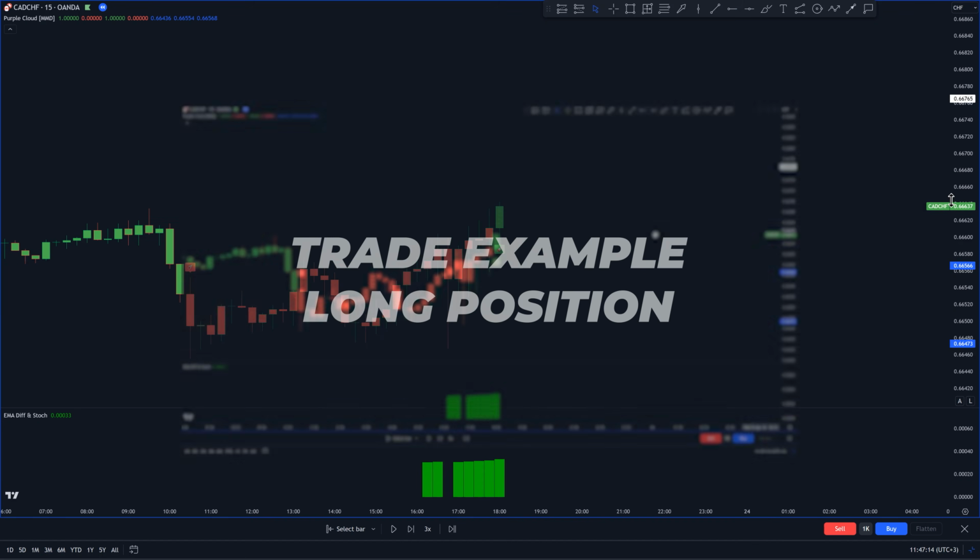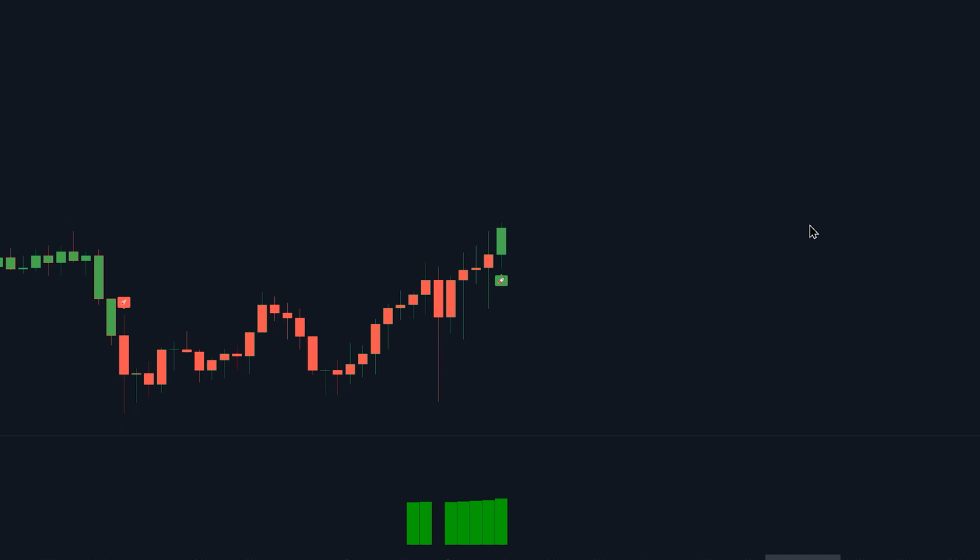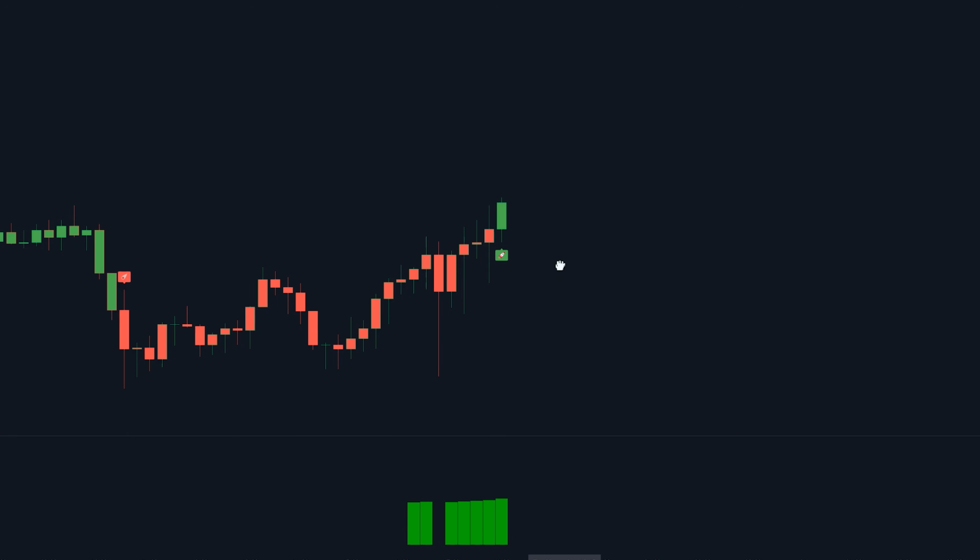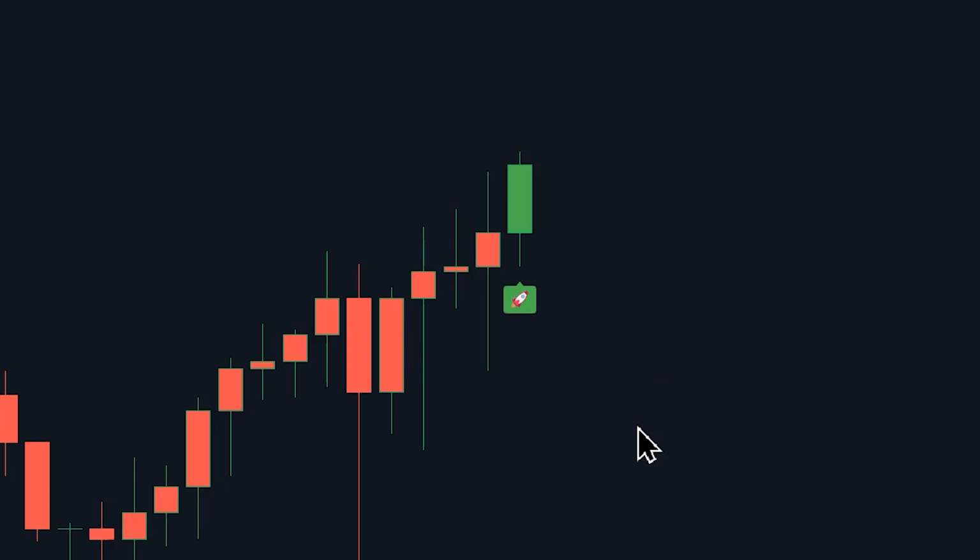So how do we take long positions using this strategy? Well, it's actually really simple. This is probably one of the simplest strategies I've ever encountered. To take a long position, you want a strong buy signal to be printed by the purple cloud indicator. A strong buy signal looks like this.